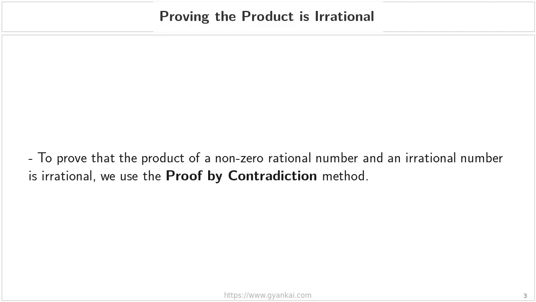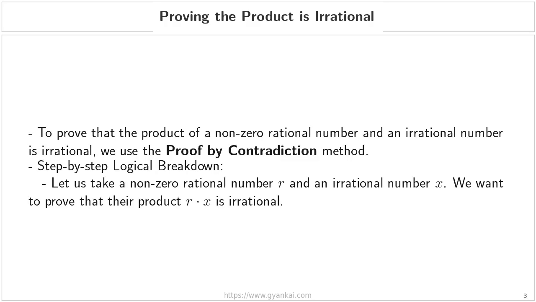Proving the product is irrational. Now that we have established the fundamental property and noted the importance of the non-zero condition, let's look at how we actually demonstrate this mathematically. To prove that the product of a non-zero rational number and an irrational number is indeed irrational, we aren't going to try and calculate every possible combination. Instead, we will use a powerful logical tool called the proof by contradiction method.